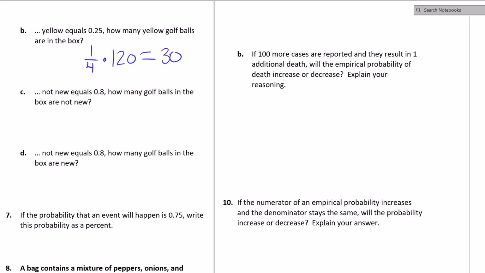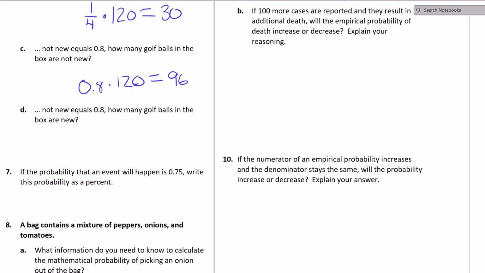If it's not new, 0.8, how many golf balls in the box are not new? Well, 0.8 or 80% of them, whatever that gives you. Thank you. You're the best. Not new equals 0.8. How many golf balls are new? Here's a fun one. There's a 100% chance of it being a golf ball, and then 0.8 of them are not new. So the rest of them, 0.2 of them, or 20%, have to be new. So whatever point, yeah, like this.